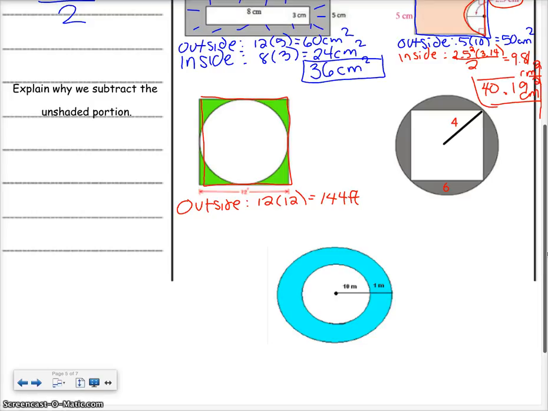Then my inside shape, what's my inside shape? It's a circle. And if that's the circle, then the formula for the area of a circle is pi r squared. Well, notice that this 12 is really the diameter of my circle. The 12 is the diameter. So I don't want the diameter, I need the radius. So the radius would be 6, right? So then the inside would be 6 squared times 3.14.